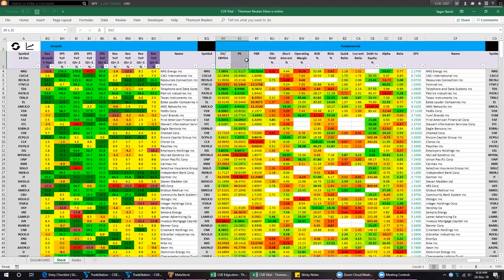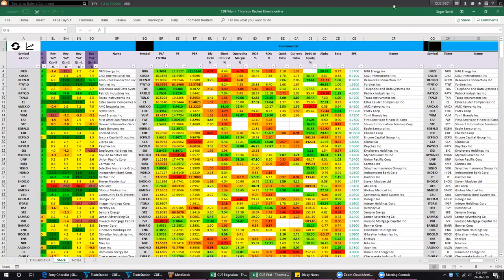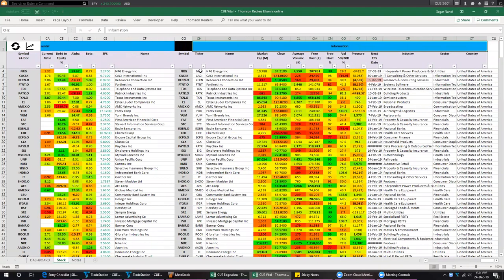Some are regarding valuation: EV, EBITDA, PE, PBR, dividend, short interest. Some are based on the company's performance: operating margin, ROE, ROA. Some are based on the solvency: quick ratio, current ratio, debt to equity, and then alpha beta earnings. If we go to the right, we have some basic information about the stocks, including ticker.